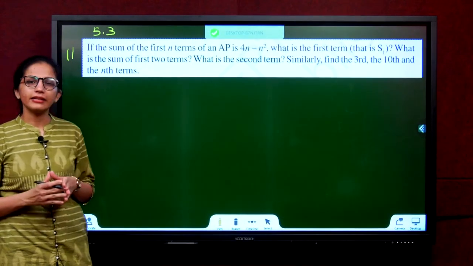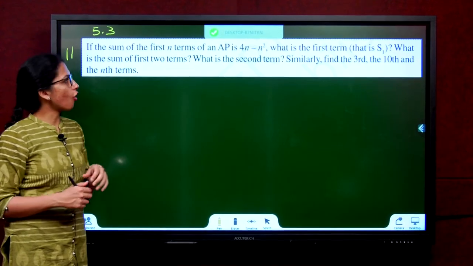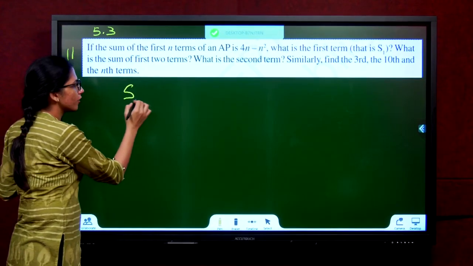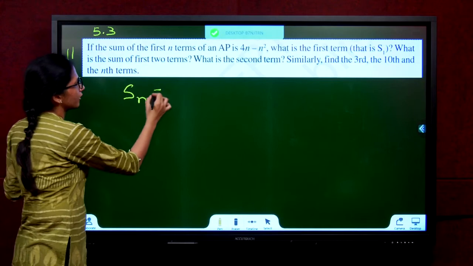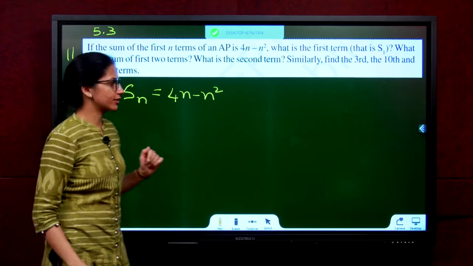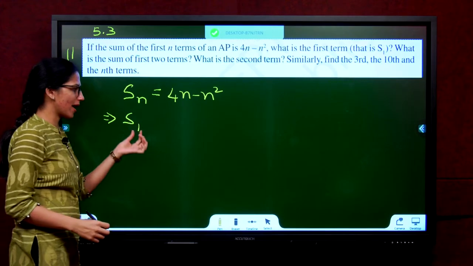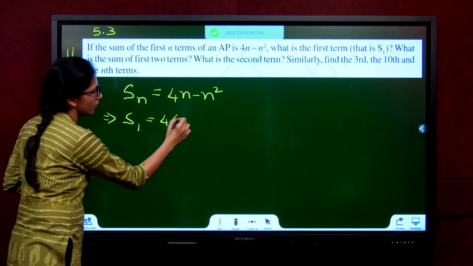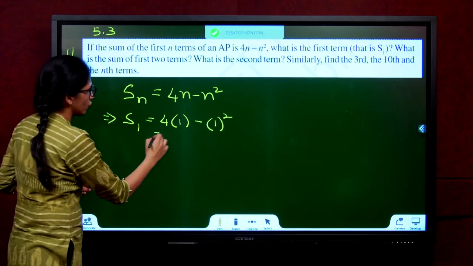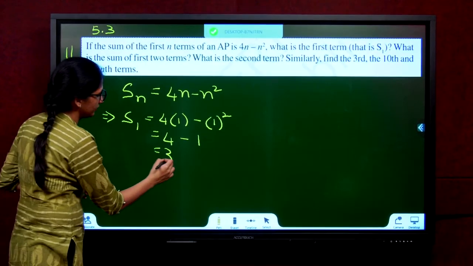Exercise 5.3, 11th one, we're going to continue. If the sum of the first n terms of an AP is 4n minus n square, what is the first term? They've asked S1. In the place of n, put 1. 4 into 1, 4. 1 square is 1. 4 minus 1, 3.